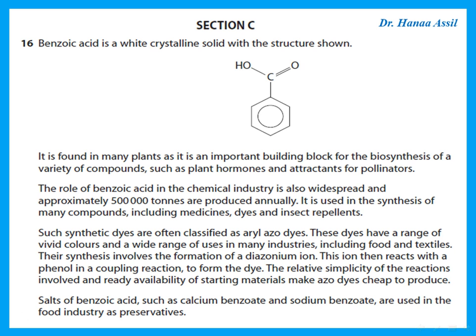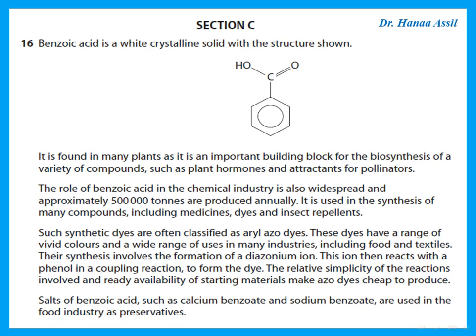Section C says benzoic acid is a white crystalline solid with the structure shown. It is found in many plants as it is an important building block for the biosynthesis of a variety of compounds such as plant hormones and attractants for pollinators. Usually we go through this list very quickly just to see if there will be anything that we will need. He says the role of benzoic acid in the chemical industry is widespread and approximately 500,000 tons are produced annually. It's used in the synthesis of many compounds.